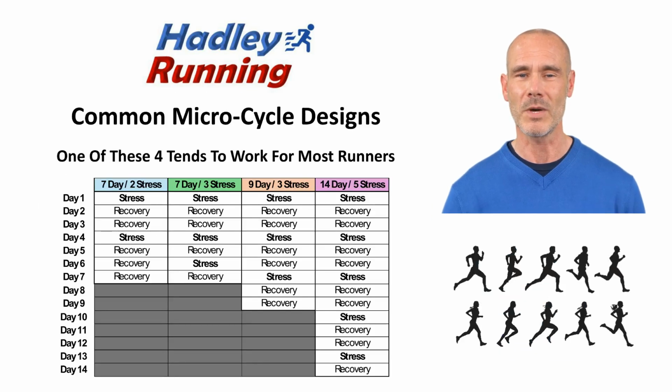With all those things in mind, here are the 4 most common microcycle designs that Coach Hadley sees runners following. One of these 4 designs tends to fit 90% or more of all runners. The first is a 7-day microcycle with 2 stress workouts. The second is a 7-day microcycle with 3 stress workouts. The third is a 9-day microcycle with 3 stress workouts. And the fourth is a 14-day microcycle with 5 stress workouts. Let's take a closer look at all 4 and who each one tends to fit best.